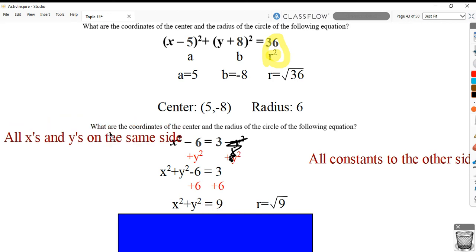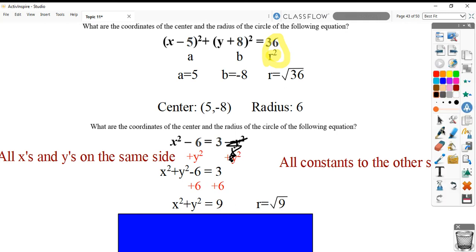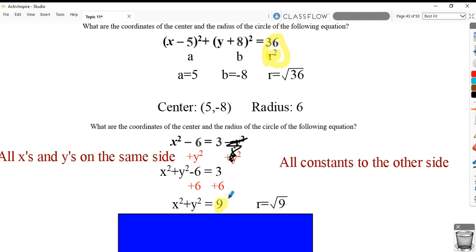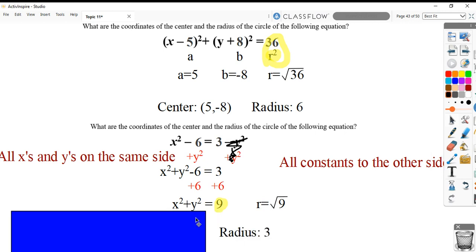Okay, both of these conditions are met. All of our x's and y's are on the left, and we don't have anything else being added or subtracted outside of any sets of parentheses on this side. So we're good. That tells us that this 9 over here is r squared. Remember, if this is r squared, 9 is not the radius. The radius is going to be the square root of 9. So we know that the radius is going to be 3.